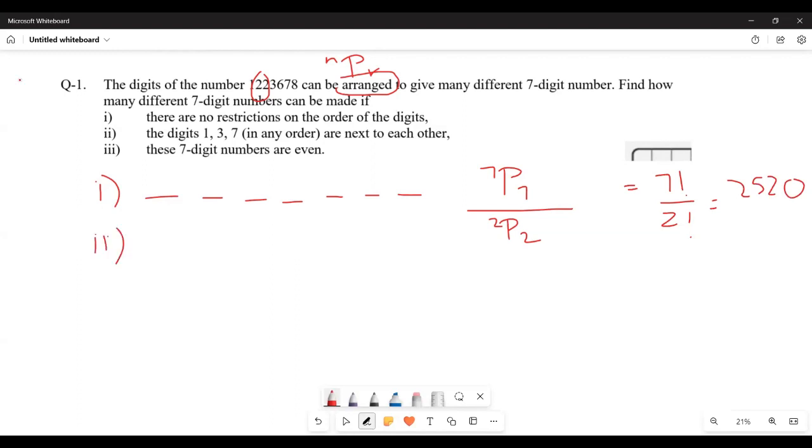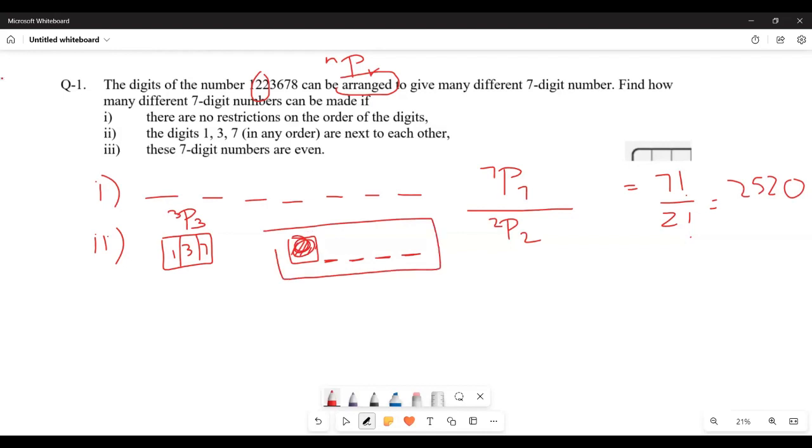Part 2. Digits 1, 3, 7 in any order are next to each other. So that's a grouping case. So let's group 1, 3, 7 together. So this is 3 factorial arrangements or 3P3 arrangements. I'm writing 3P3. We're making it a single group with arrangements 3P3. So let's consider it as a single number now. So take away 3 numbers from the original 7 numbers. That's 4 numbers left. So that's a total of 5 numbers left now. So if we're considering this as a group, arranging 5 numbers on 5 spots gives us 5P5 or 5 factorial. So 5P5 times the first box that I've made is 3 factorial or 3P3.